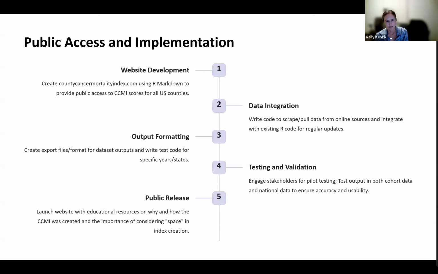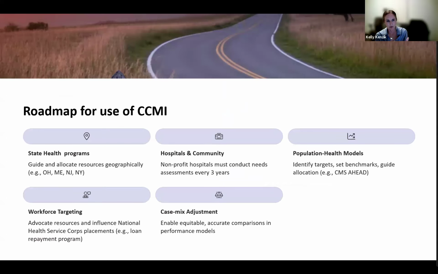And then thinking about public access and implementation. So creating a website, right? Having it developed to have data that is scraped and pulled in, and then having it integrated with code so that people can have regular updates, that it can have different versions, that it can be adaptable. And then having files that are exportable that people can pull and merge with their own data. And then we'd also engage stakeholders to pilot test this and make sure that the data is useful, and then publicly release.